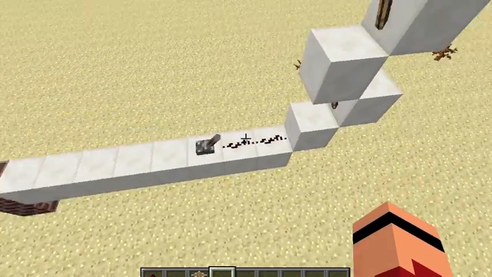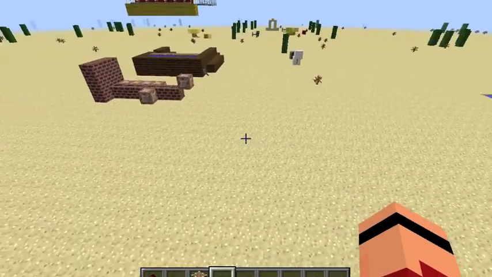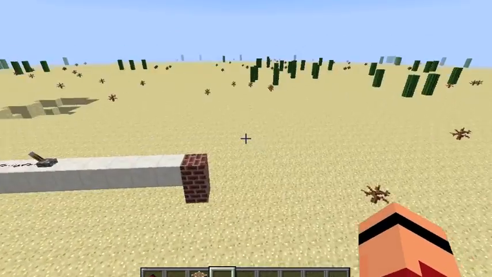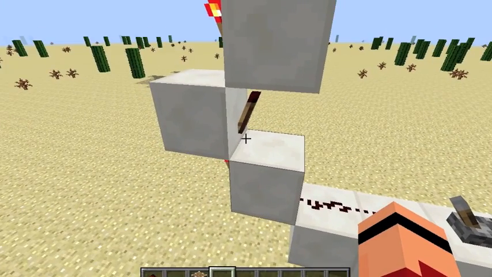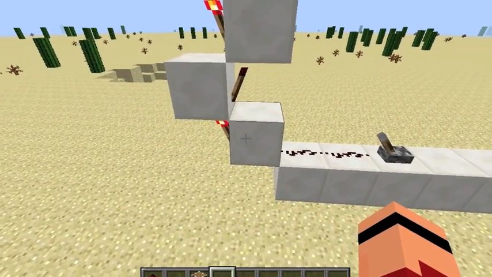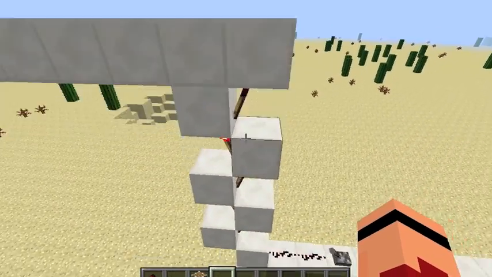Because as you notice, you have to place redstone blocks, and the only way to get them to climb is to build a staircase. Well, here's an alternative to get the power up vertically without having to build a staircase system.